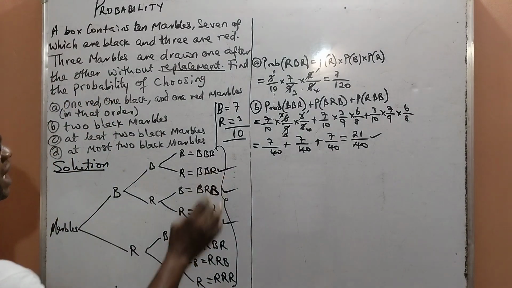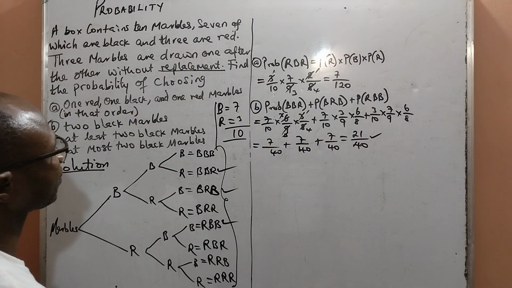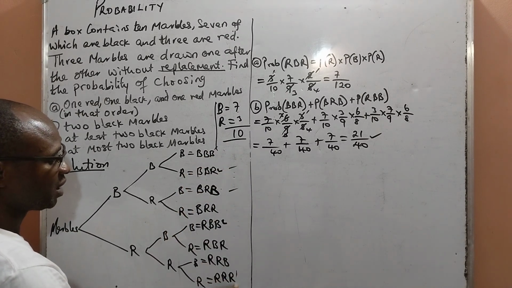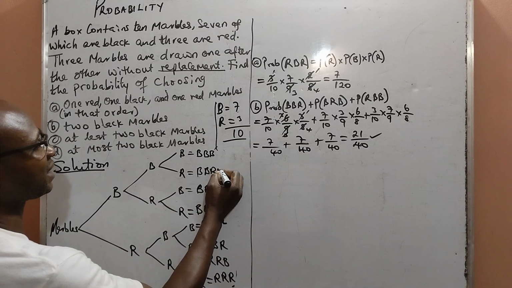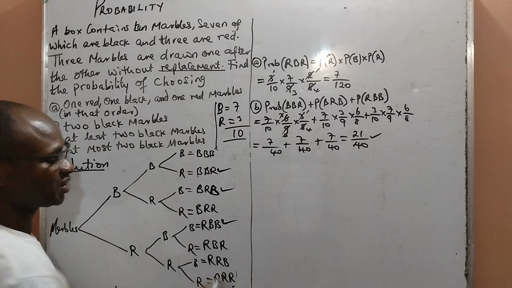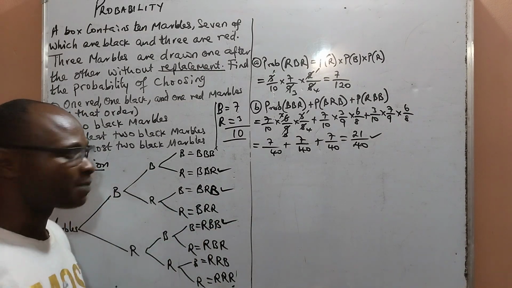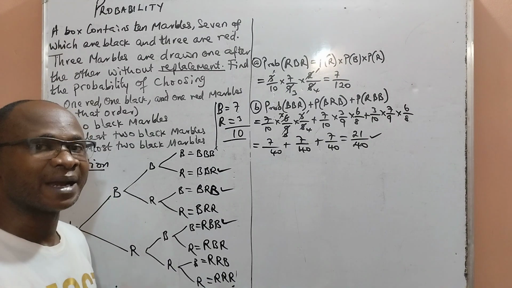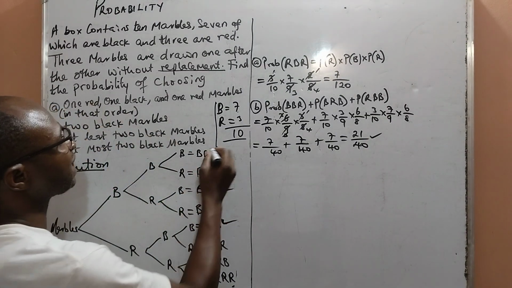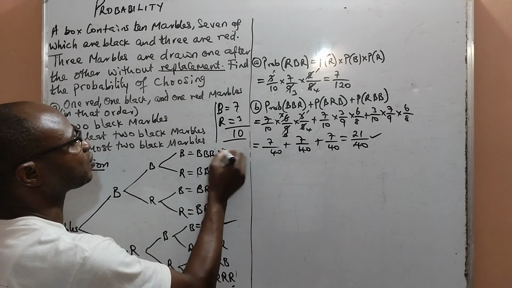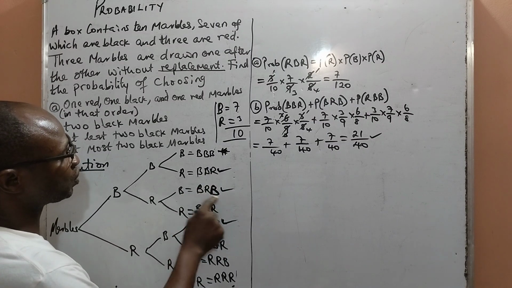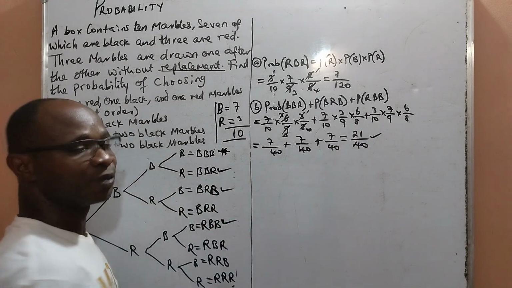And if you look at what we have done here, you can agree with me that, let me make this thing very clear, the one we just calculated now is at least 2 black marbles, and that is this. Now, at least 2 black marbles means from 2 and above. So already 1, 2, 3 are inclusive. That means I can also get 3 black marbles. But solving for where I have 2 black marbles, I have gotten the answer to be 21 over 40.